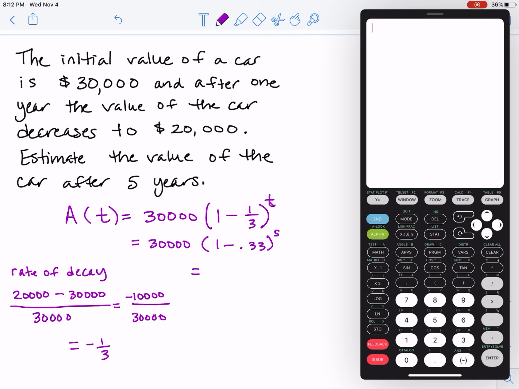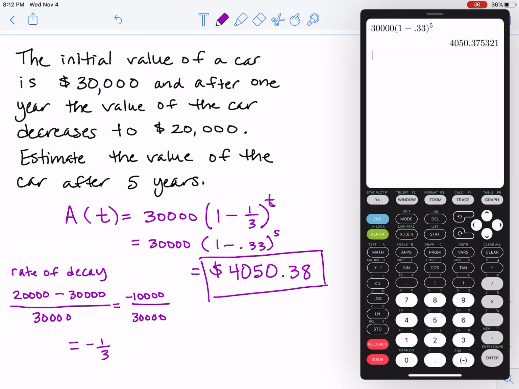Well, let's plug this in. Let's go 30,000 parenthesis 1 minus 0.33 raised to the fifth. Your car is worth $4,050.38. So after 5 years, that's how much your car is worth. Hope this helps you with understanding a little bit about modeling exponential growth and decay.